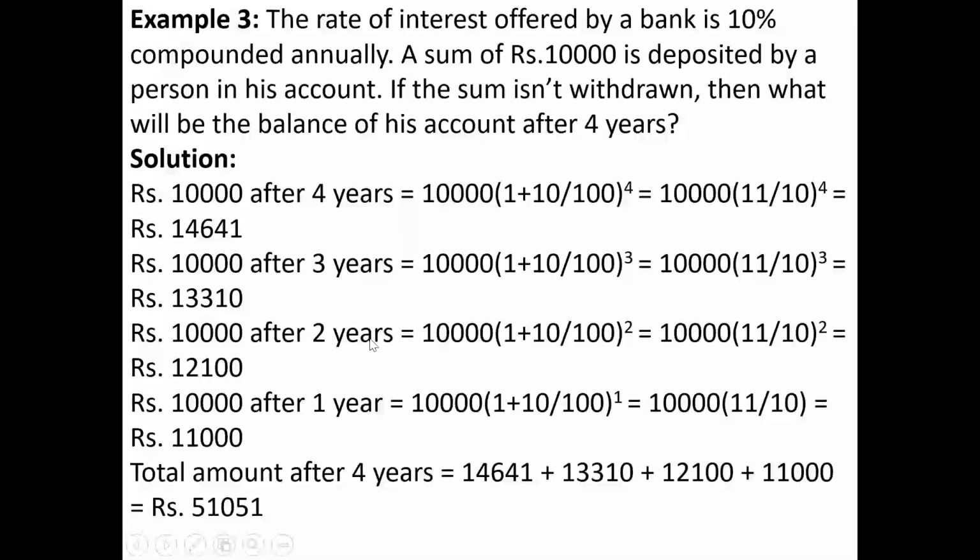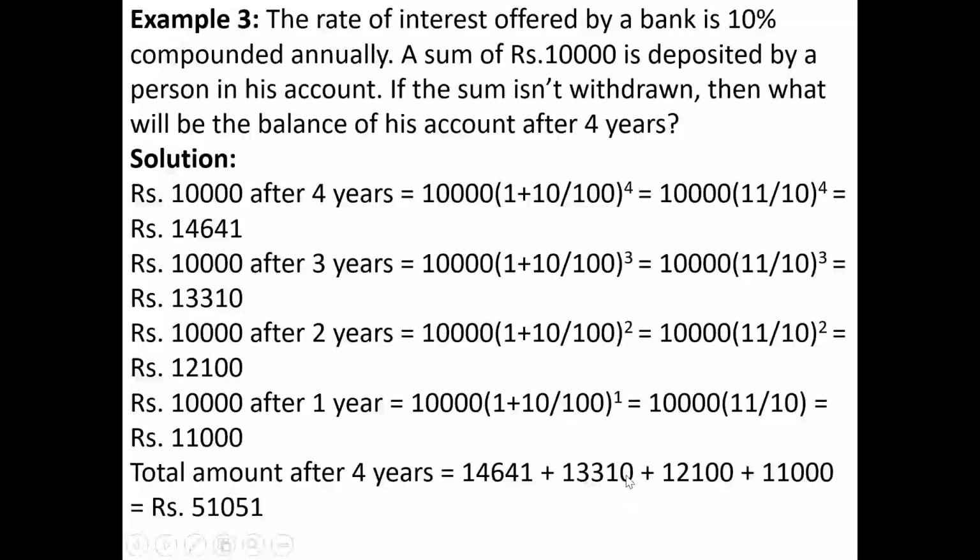13,310. If it is for 2 years, then after 2 years it will become 10,000 of 1 plus 10 by 100 whole thing to the power 2, that is 10,000 of 11 by 10 whole thing to the power 2, and if we calculate this, you get 12,100. And if it is after 1 year, then 10,000 of 1 plus 10 by 100 whole thing to the power 1, that is 10,000 of 11 by 10, which gives you 11,000. So total amount after 4 years will become what?